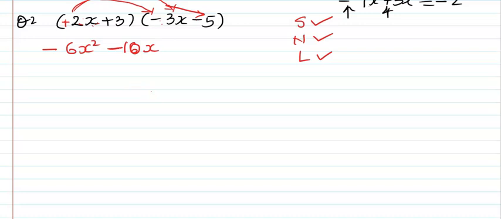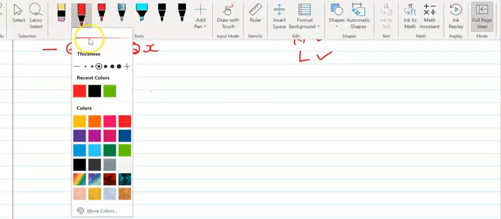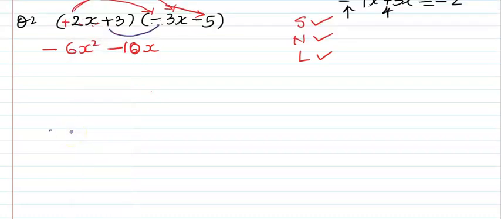Now next you are multiplying 3 with minus 3x, right? So 3 with minus 3x. So let's do it. First multiply the sign, plus and minus becomes minus. Then the number, 3 times 3 is 9, and the letter, that is x, and multiply this. Plus and minus becomes minus. 3 times 5 is 15, and no letter, right?